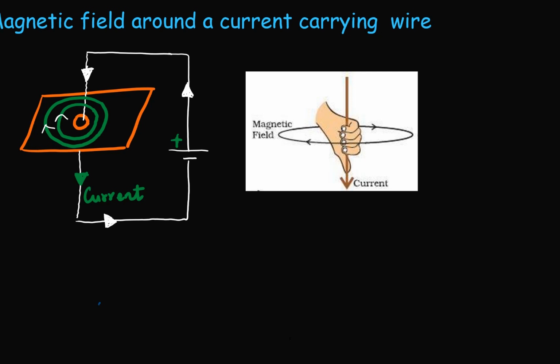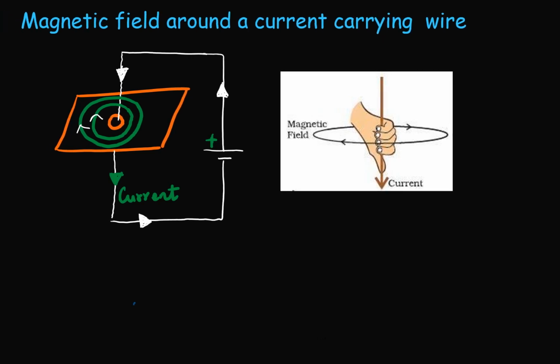So this is one way, right? Now, what if the current was flowing from down to up, not from up to down? Then do you have to use your left hand, or your right hand? Definitely you'll only use your right hand, because the rule says it's a right hand grip rule. So what rule are we going to use to find the direction of field lines? The right hand grip rule. So whether the current is flowing from down to up or up to down, it does not matter. You're going to still use your right hand grip rule.